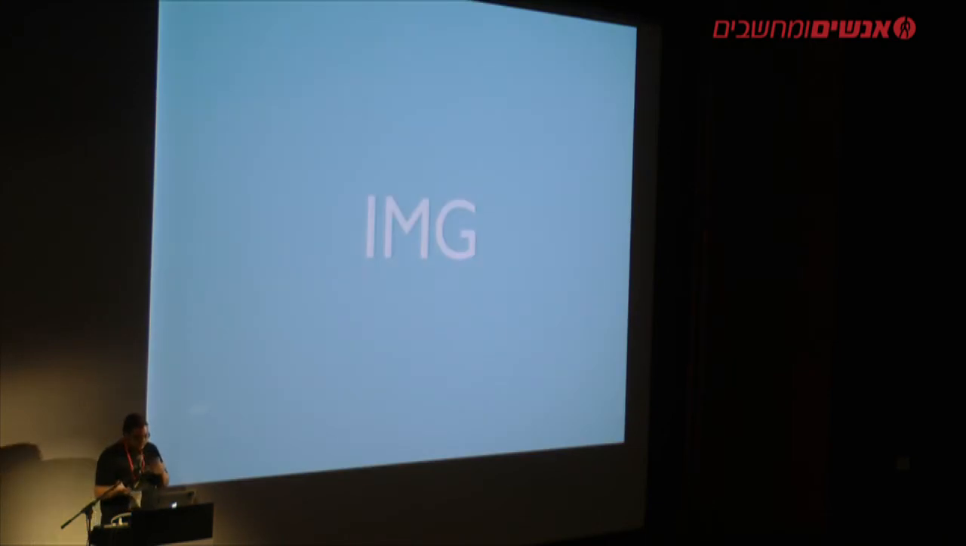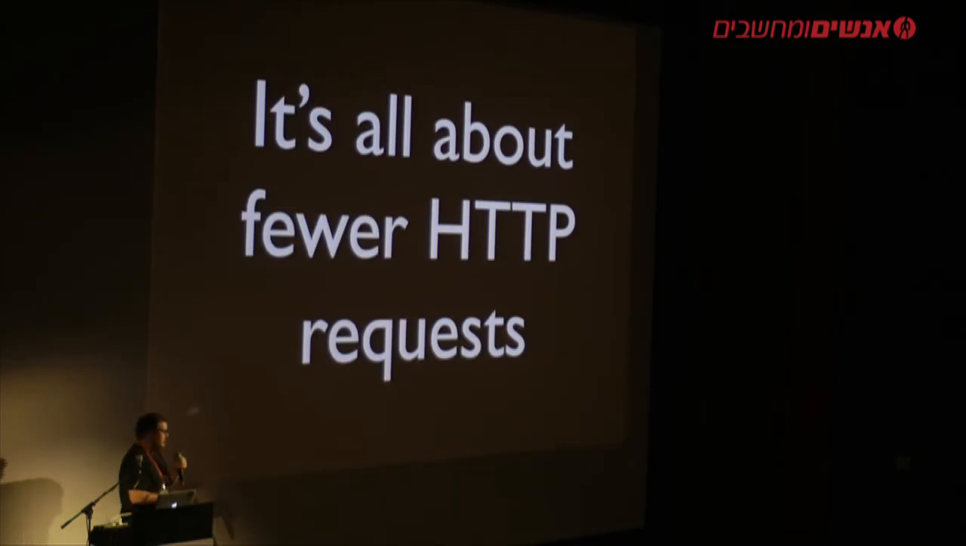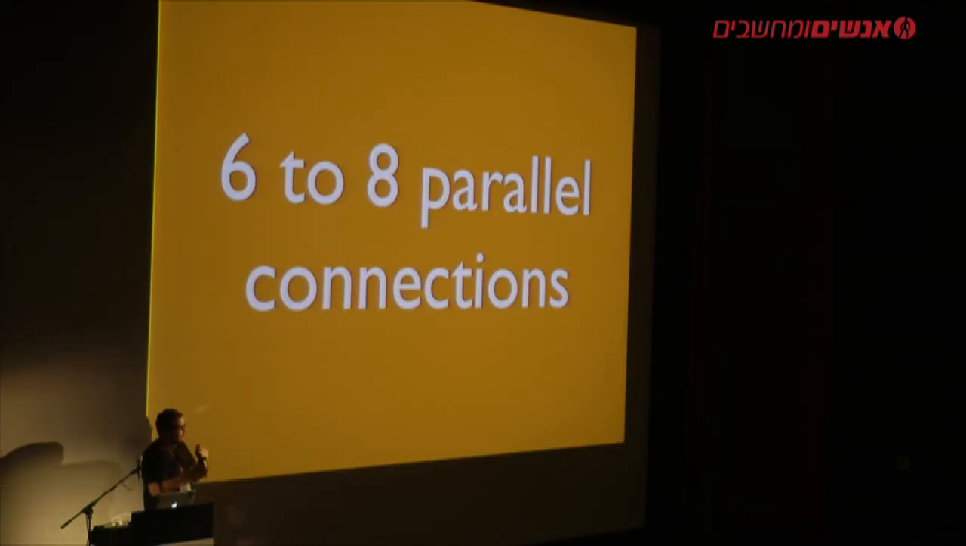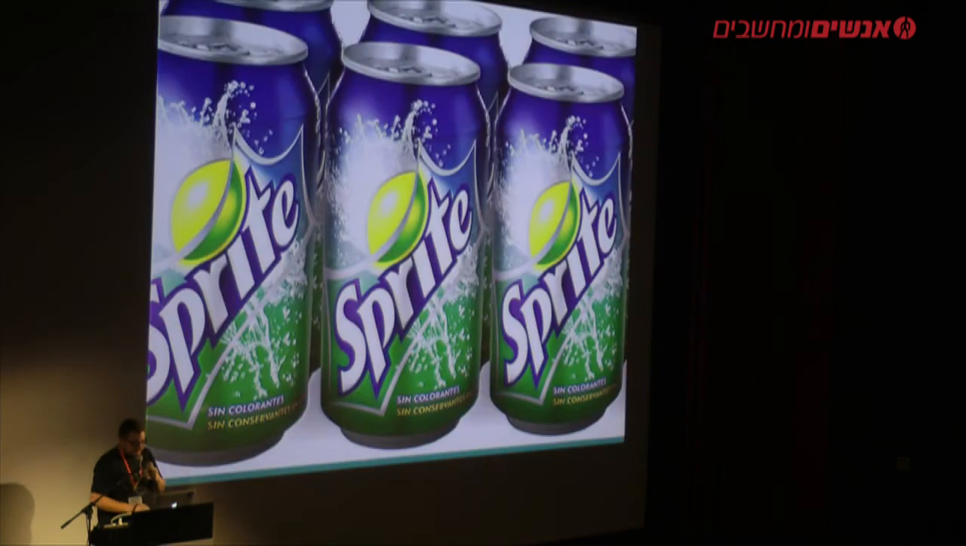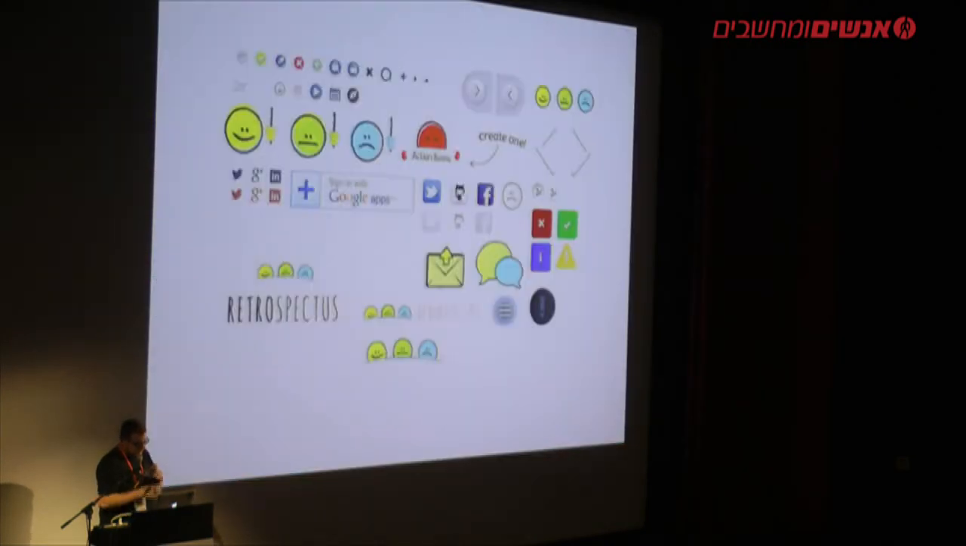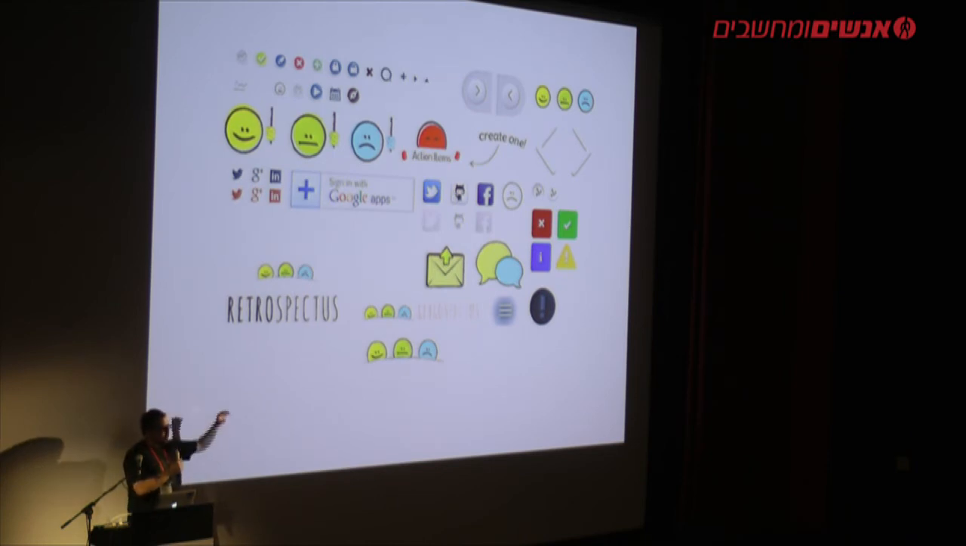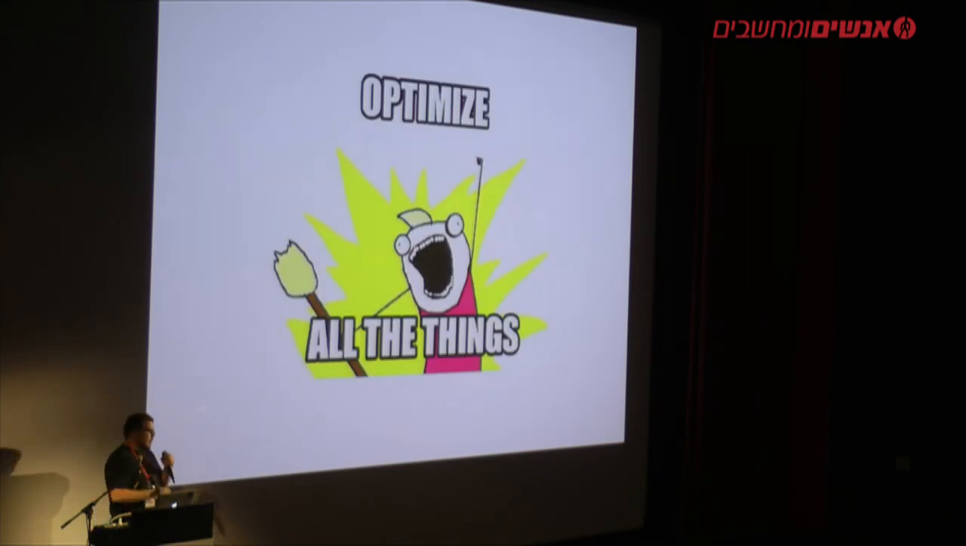Okay, so images. Let's begin with this: it's all about fewer HTTP requests. Your browser only has between 6 and 8 parallel connections, so you have to minimize the number of requests that you're making to the different web servers. One way to avoid requests is using sprites. Basically, you grab a bunch of images, put them in a big PNG, and move it with CSS. And of course, optimize all the things.